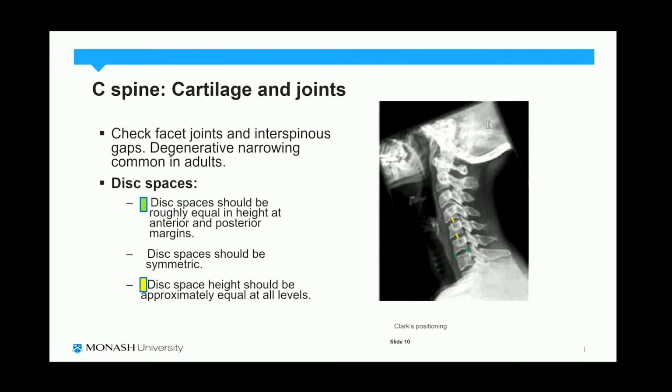Now moving on to the cartilage and joints, you should check the facet joints and interspinous gaps. As patients get older, there's degenerative narrowing, which is quite common in adult patients. So the disc spaces should be roughly equal in height at the anterior and posterior margins, and the disc spaces should be symmetric, and the disc space height should also be approximately equal at all levels.